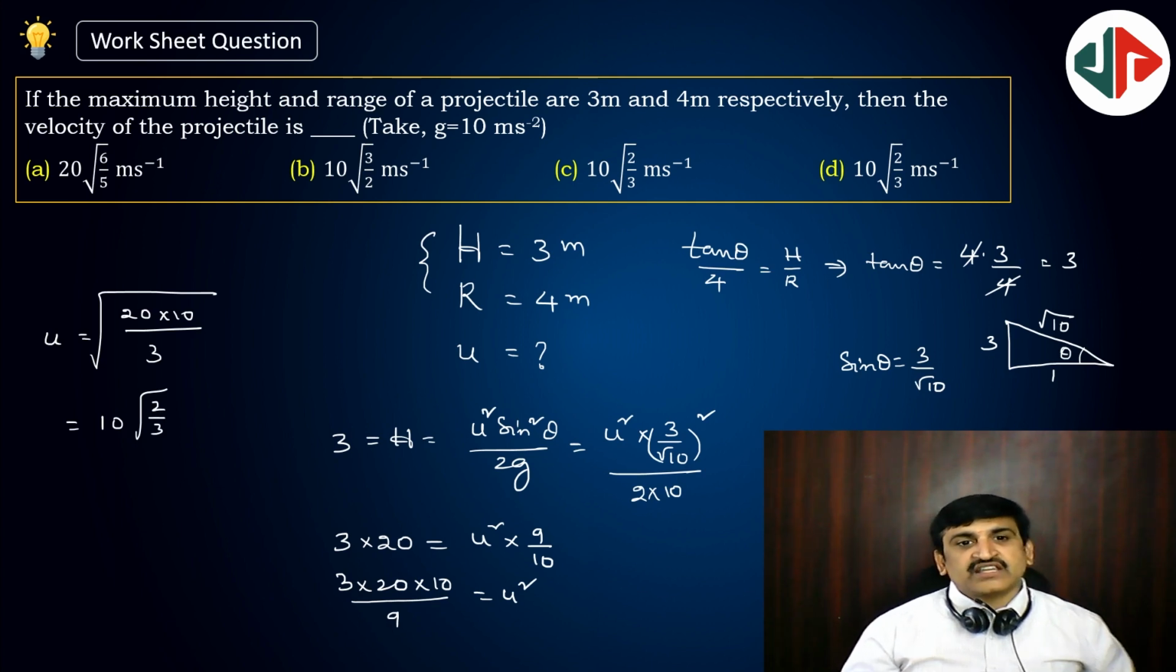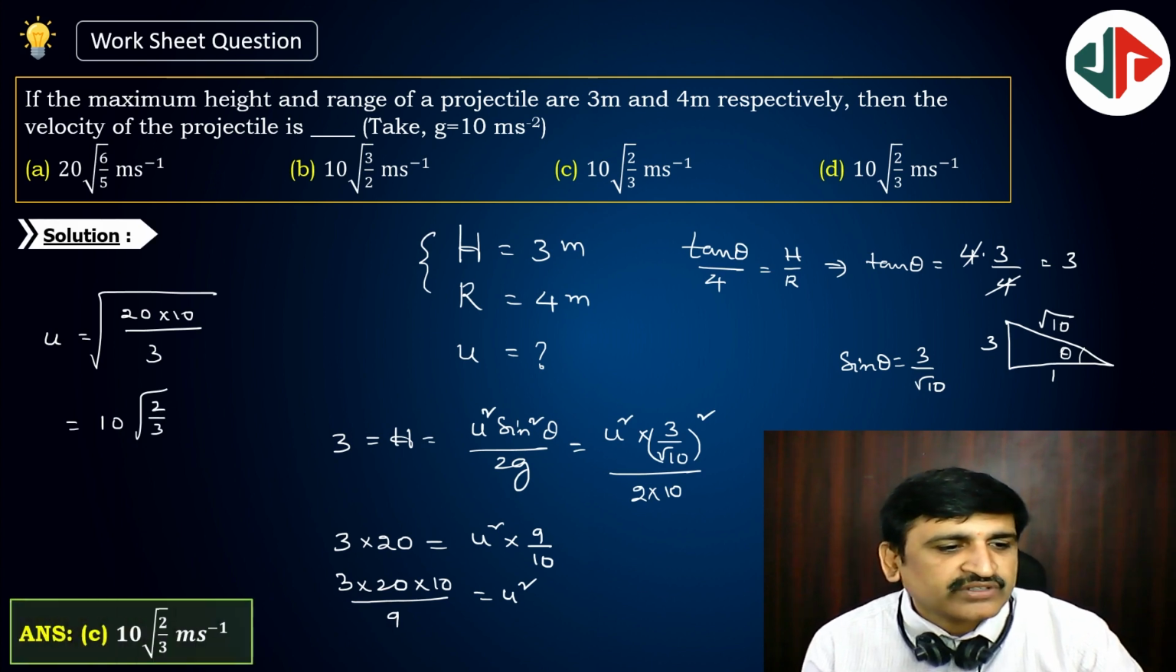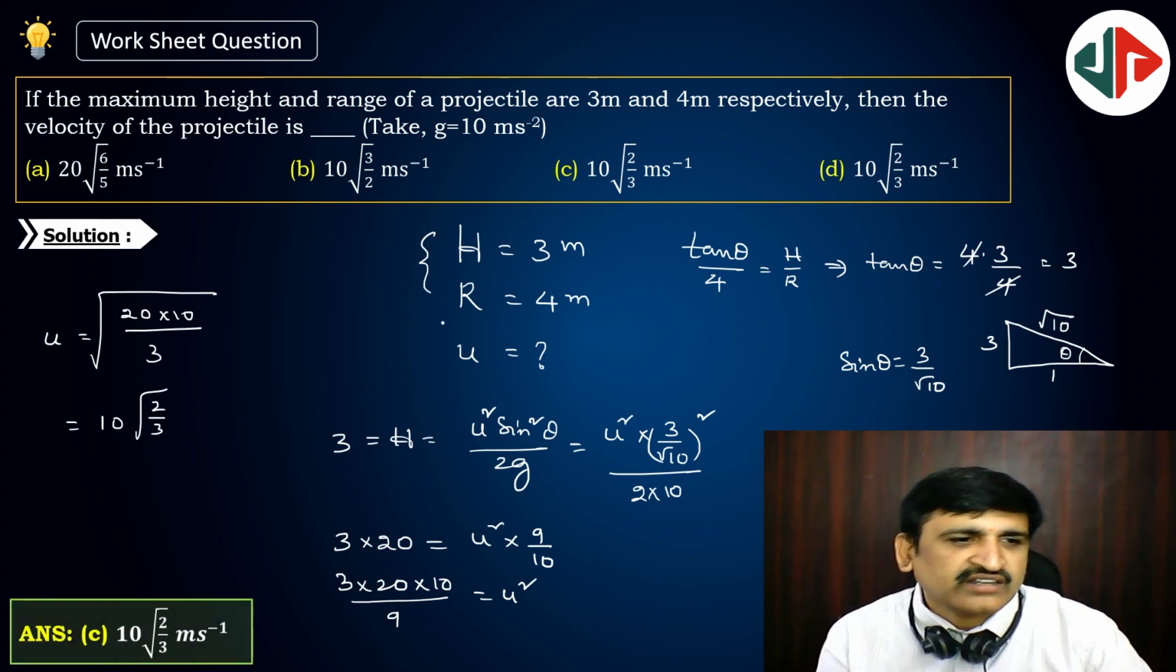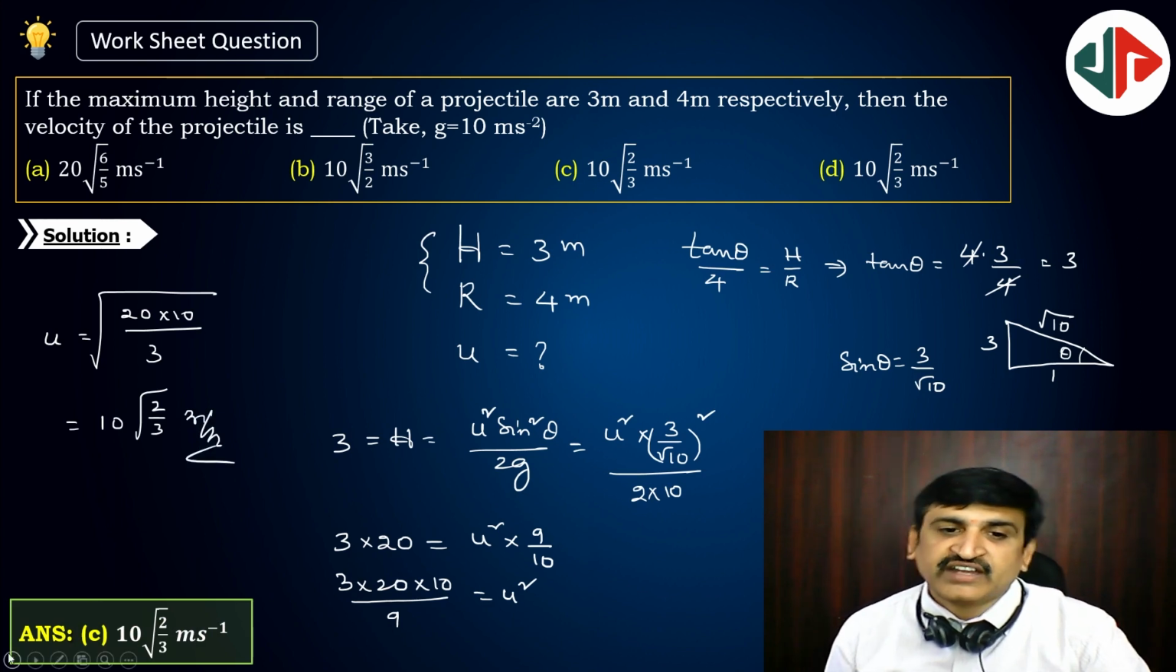Be careful while selecting the option. So the option could be C, 10 root 2 by 3 meter per second. Yes, correct. So it's a two-step problem: first finding the angle, then going for the initial velocity. Next.